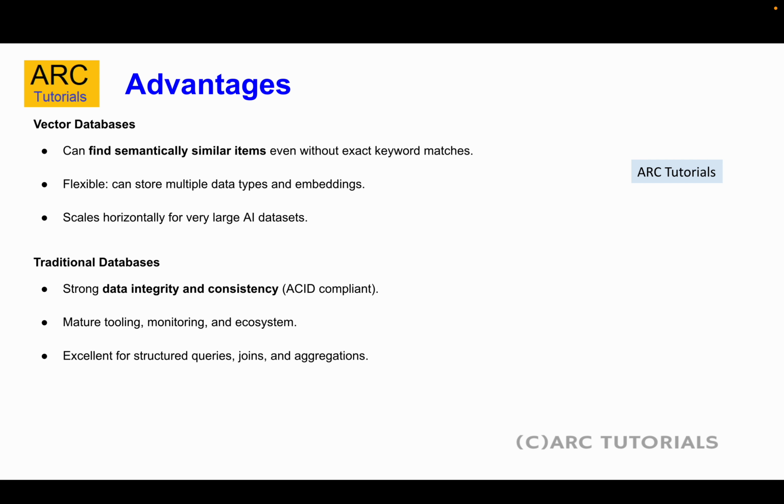So what are the advantages of using vector databases? They can find semantically similar items even without an exact keyword match. Vector databases are more flexible and can store multiple data types and embeddings. They can scale horizontally for very large AI datasets. Traditional databases have strong data integrity and consistency. They have mature tooling, monitoring, and ecosystem. Traditional databases are excellent for structured queries, joins, and aggregations.